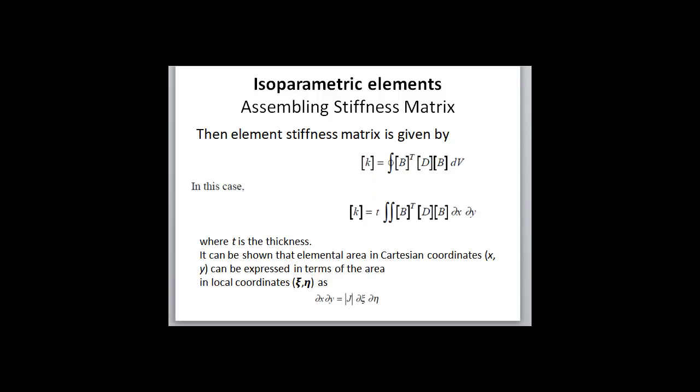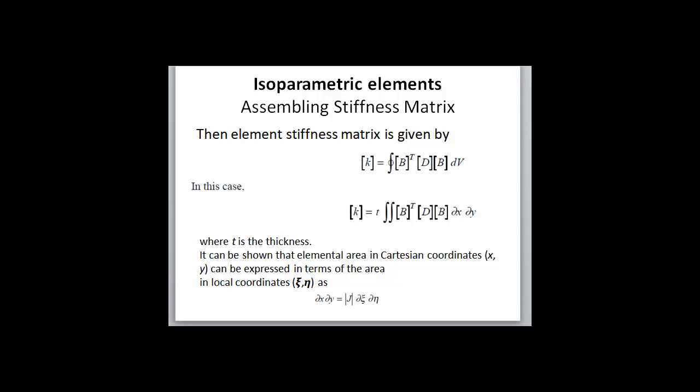So the element stiffness matrix for an isoparametric element is given as K is equal to T times the double integral of B transpose D B dx dy, where T is the thickness, and it can also be shown that the elemental area in the Cartesian coordinates x, y can be expressed in terms of an area in the local coordinates epsilon and eta. So the element stiffness matrix for an isoparametric element is given as K is equal to T into the double integration of B transpose D B, where T is the thickness of the element, B is the strain displacement matrix, and D is the material matrix. By using this relationship, we can get the stiffness matrix.